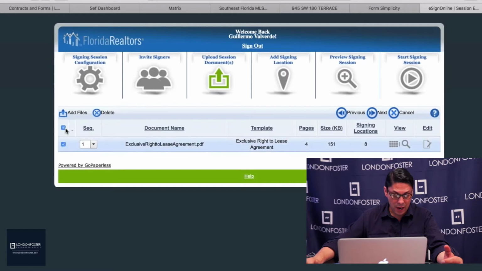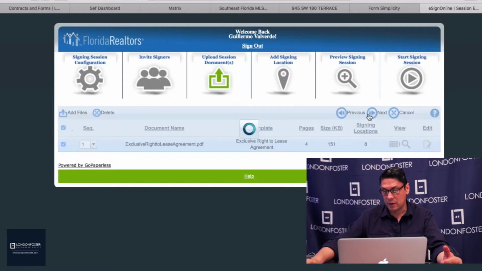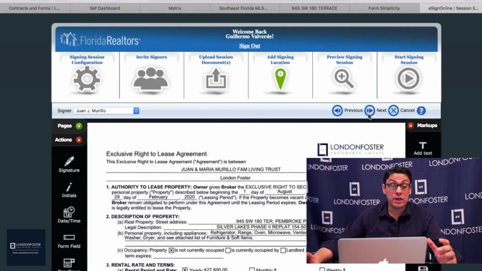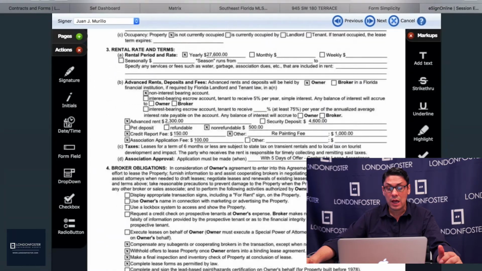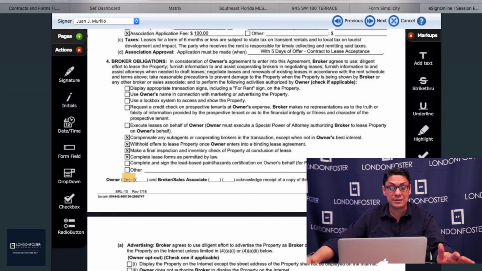I'm going to pick that contract. I'm going to go to next. Now what it does is that it opens up the contract. You're able to see the contract, and it'll tell you right here up top who it is that we're looking to sign. And you're going to be able to scroll down, and it's going to show you everywhere that this signature is being assigned to the owner.